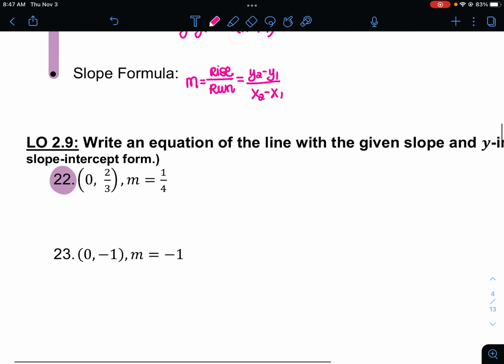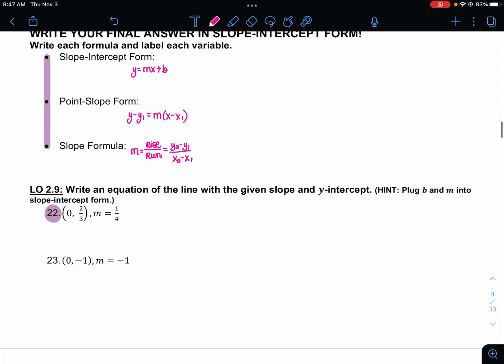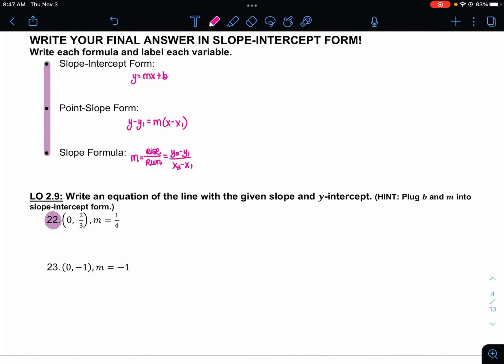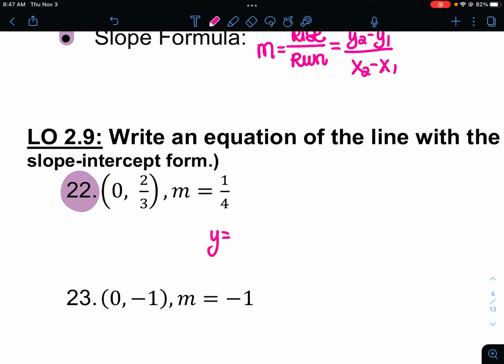Okay, so let's practice. I want to do number 22 real quick. Write the equation of the line given the slope and the y-intercept. So look at that given information, the slope and the y-intercept. It looks like the easiest way to do this would be to use slope-intercept form. So we are going to plug b and m into slope-intercept form, and it will look like this. y equals mx plus b. So m is 1/4, and then we're going to do times x, and then plus b, which is 2/3. There we go. That's our answer in y equals mx plus b form.